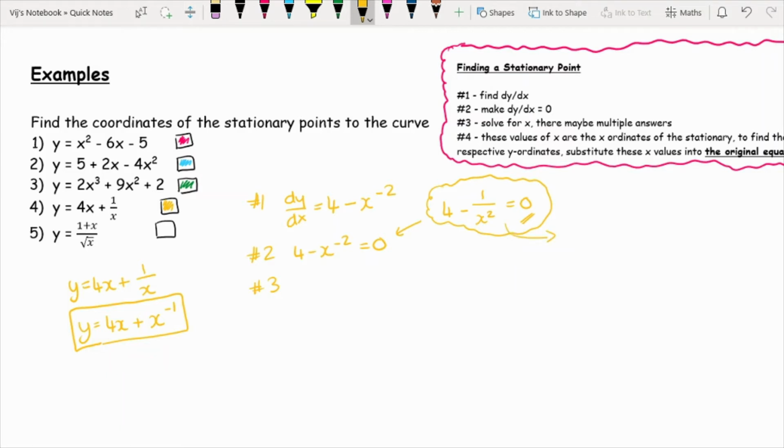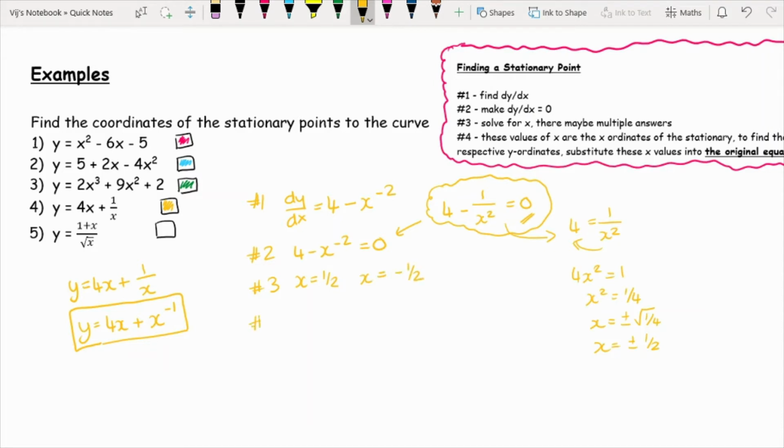So finding the x ordinates, again using that, for this one we've got 4 equals 1 over x squared. Take the x squared over to the other side, so we've got 4x squared equals 1. Take the 4 over to the other side, and then from this we've got x equals plus or minus the square root of a quarter, so x equals plus or minus a half. So we're actually going to have 2 stationary points at this stage. So here we've got x equals a half, sorry, x equals minus a half.